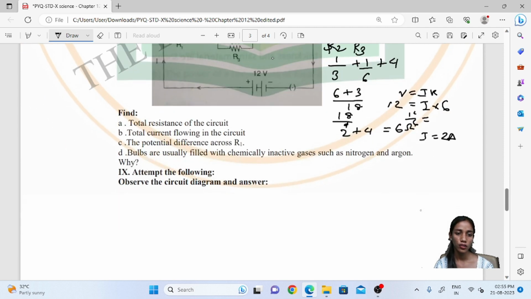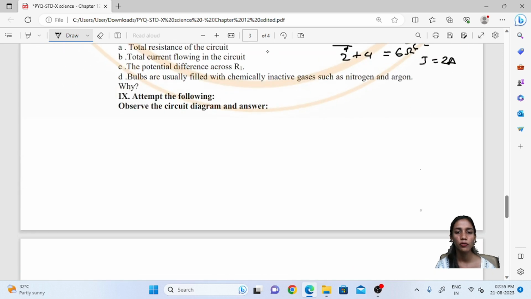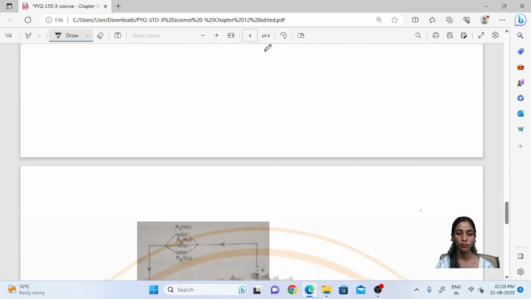Next question is, bulbs are usually filled with chemically inactive gases such as nitrogen and argon. Why is it so? We know that it is to increase the life of the filament.